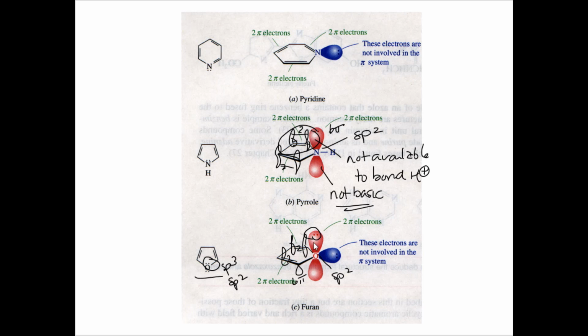So nitrogen and oxygen and a C minus can all choose to be sp2 or sp3. They're going to choose whichever one makes the molecule the most stable. This lone pair on the oxygen could not be used to bond an H+, but this oxygen could. So this could bond an H+, and so that oxygen is therefore basic.